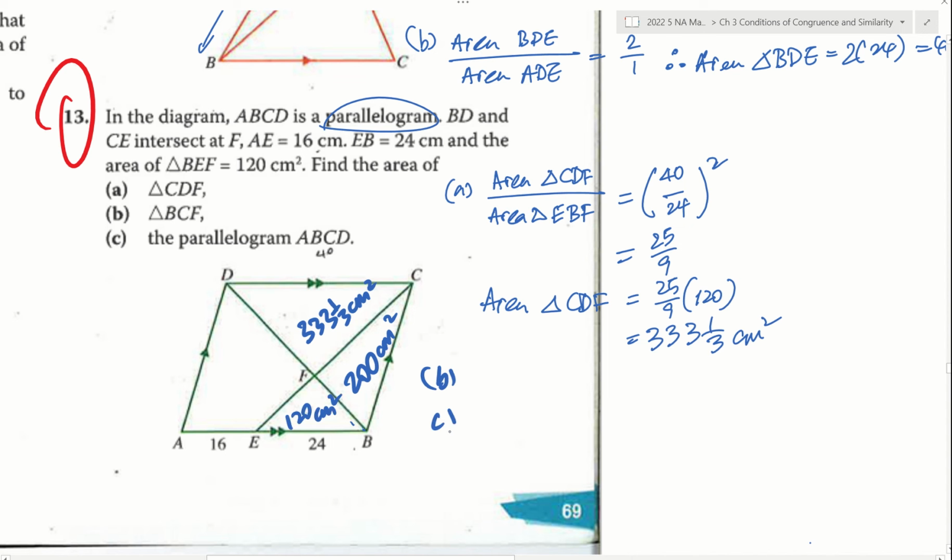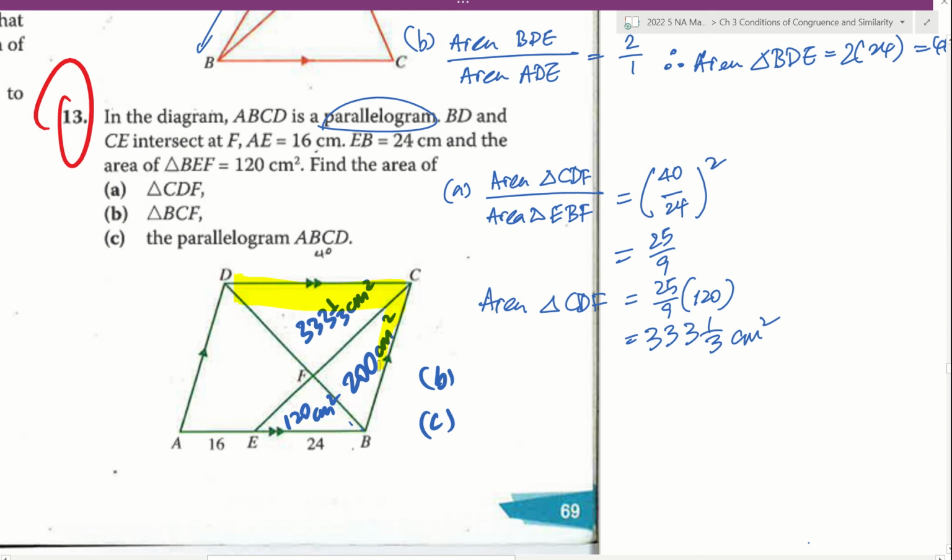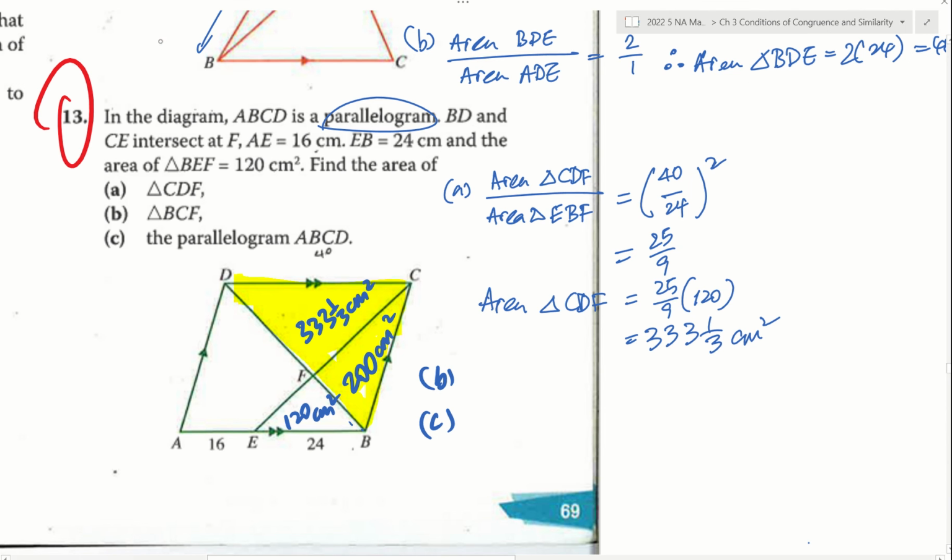Now part C, they ask us to find the area of the parallelogram ABCD. DCB times 2, yes. So our parallelogram is actually twice of this highlighted area, because the diagonal is going to split it into 2 equal parts. So this will be 2 times 333 and 1/3 plus 200. That gives 1066 and 2/3.